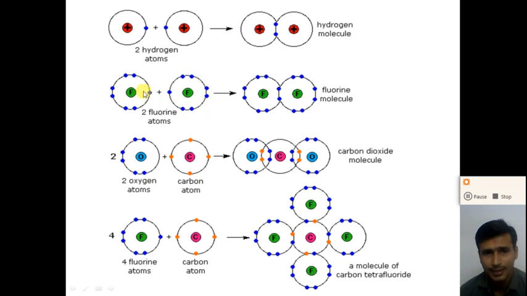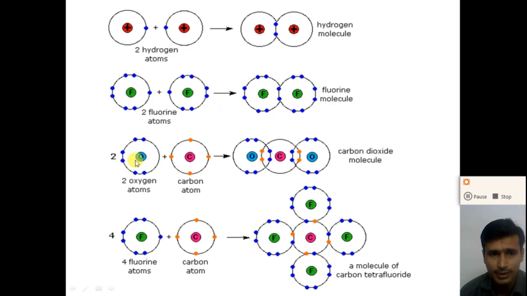So by sharing one electron each, the two fluorine atoms form a covalent bond between them, and the fluorine molecule forms, right? Understand? So dear student, similarly let us take a carbon dioxide molecule, CO2. We know that one carbon atom and two oxygen atoms are there, right?